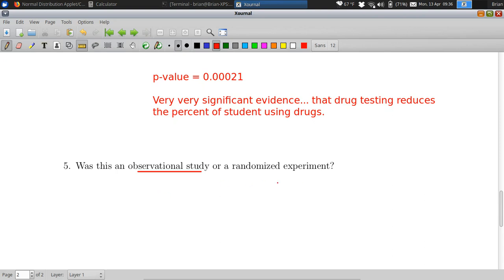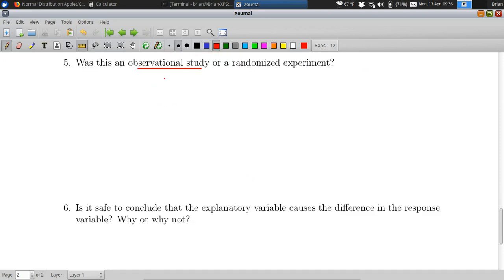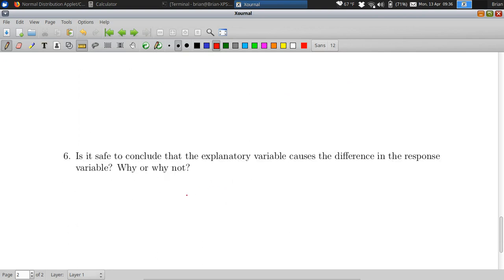If you were going to do a randomized experiment, you'd randomly select high schools and then you would assign them to different groups. One high school would be told you have to do drug testing, and one high school would be told you can't do drug testing. And that's not what happened. Okay, so this was just an observational study. That means we can't necessarily prove that the explanatory variable really is the cause. Why? Because there might be lurking variables like we've already discussed.